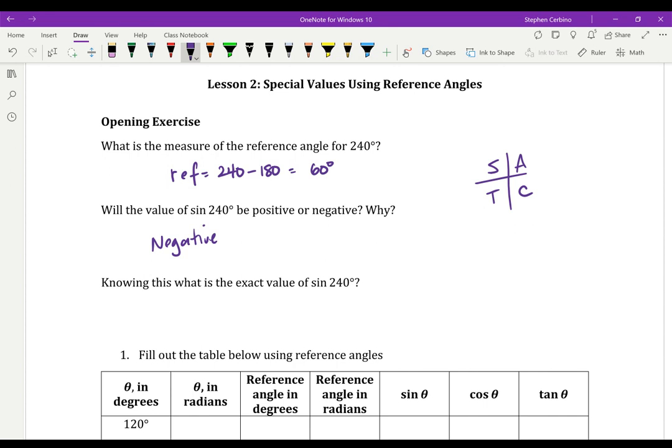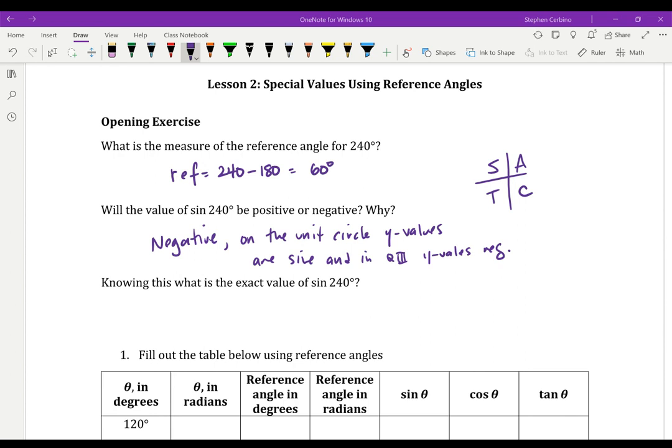Lots of reasons why we can say that. The main reason is because on the unit circle, y values are sine, and in quadrant 3, the y values are negative. That is the reasoning behind that.